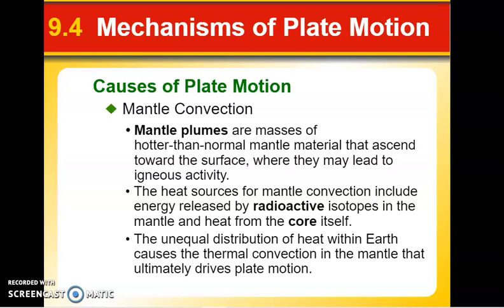Mantle convection. Mantle plumes are masses of hotter than normal mantle material that are ascending or rising towards the surface, where they may lead to igneous activity. The heat sources for the mantle convection include energy released by radioactive isotopes in the mantle and heat from the core itself. The unequal distribution of heat within Earth causes the thermal convection in the mantle that ultimately drives plate motion.